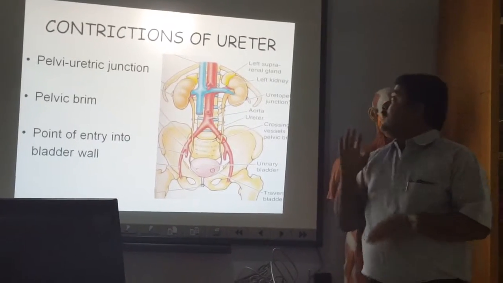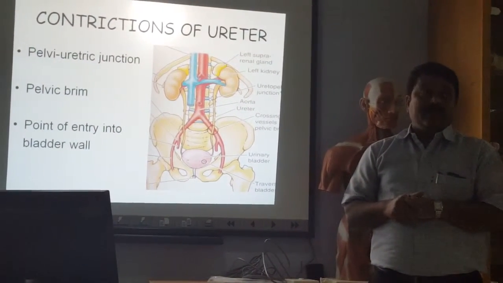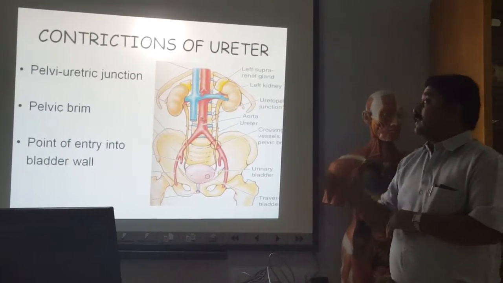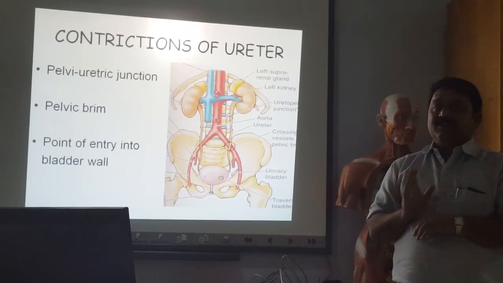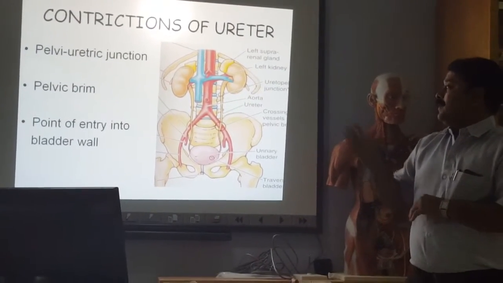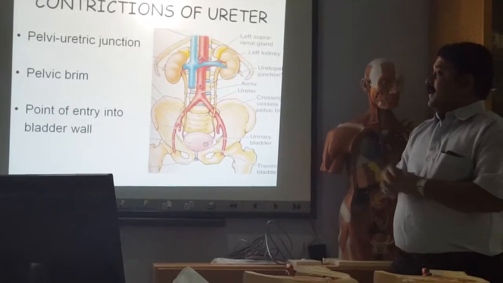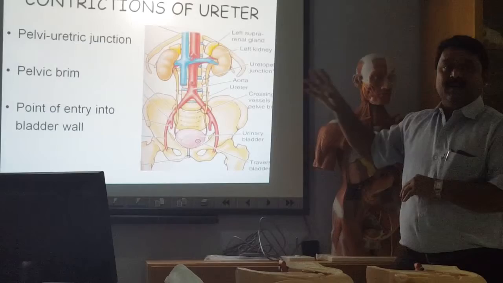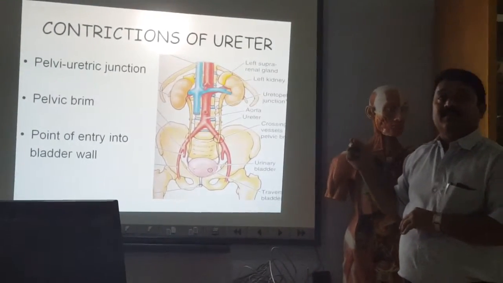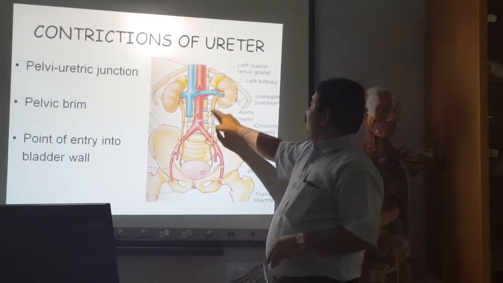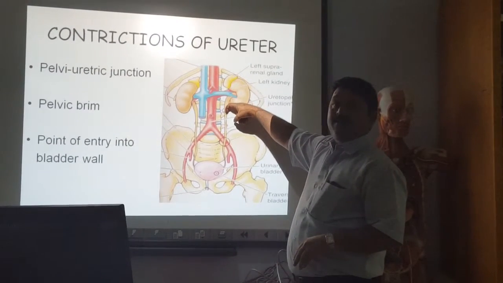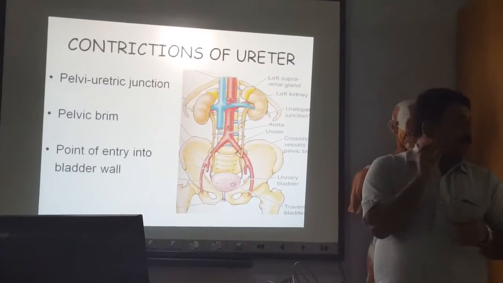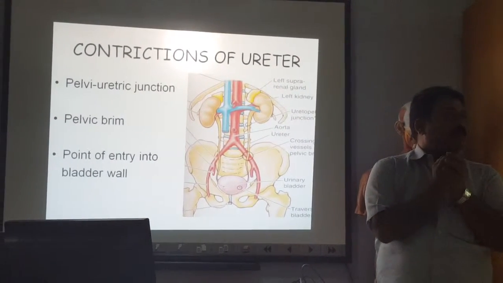Next is about the constrictions of the ureter. Three constrictions in the ureter. Okay, that is the pelvic-ureteric junction, the pelvic brim, and the point of entry into the urinary bladder wall. Okay, these are the three sites of constrictions of the ureter. See here, where the renal pelvis continues as a ureter, you will find a small constriction. Lumen is narrowed there, isn't it?